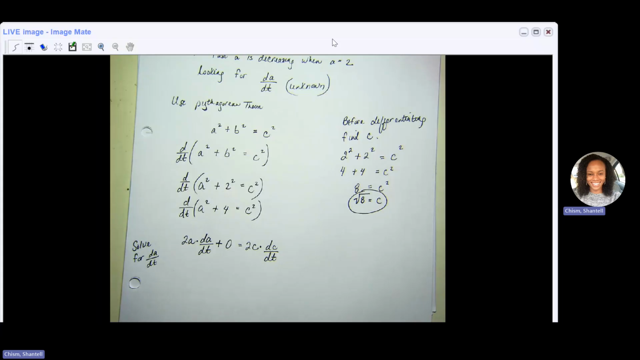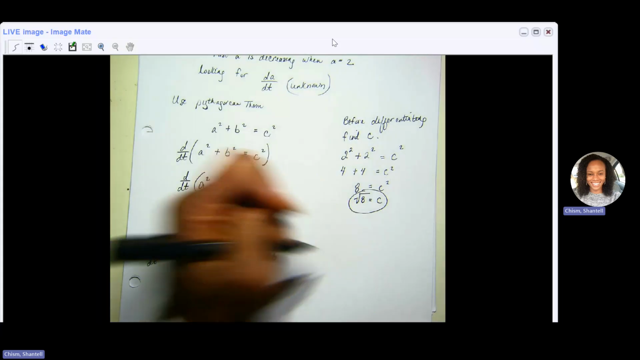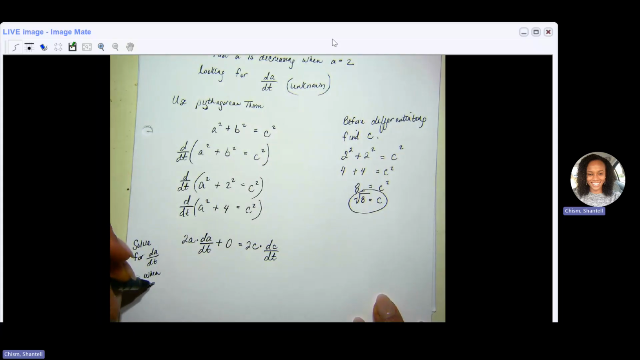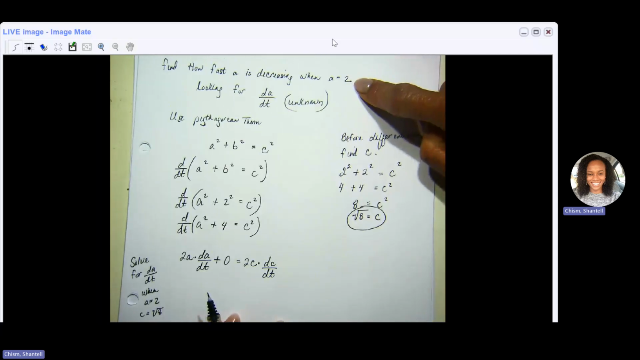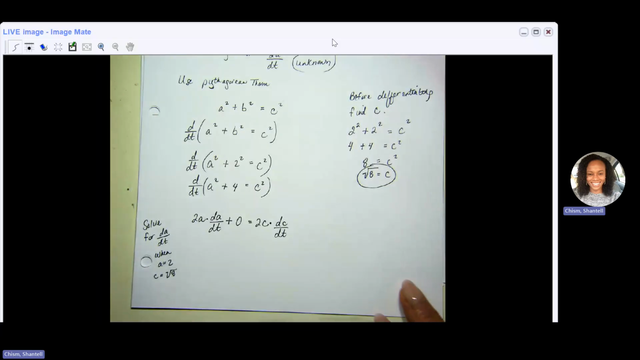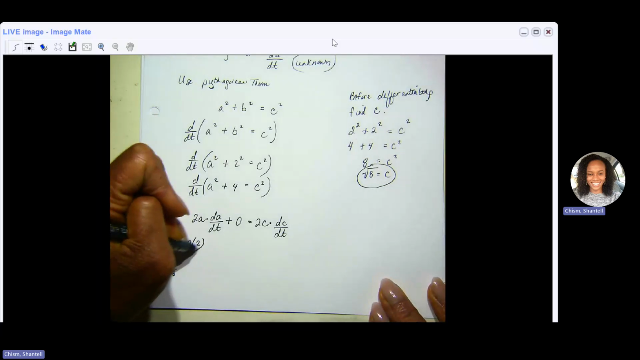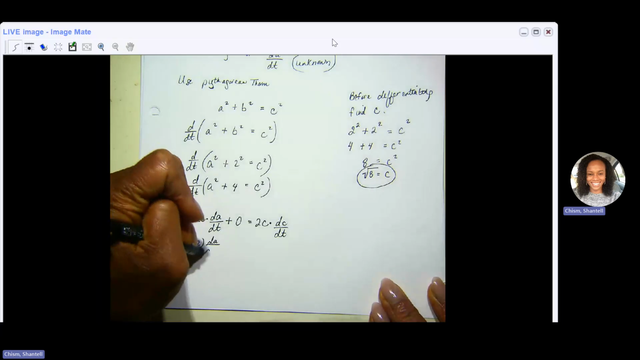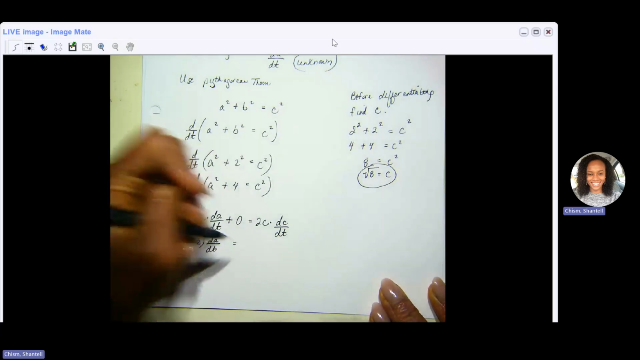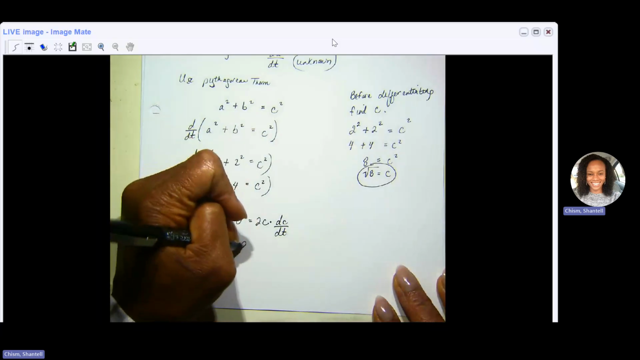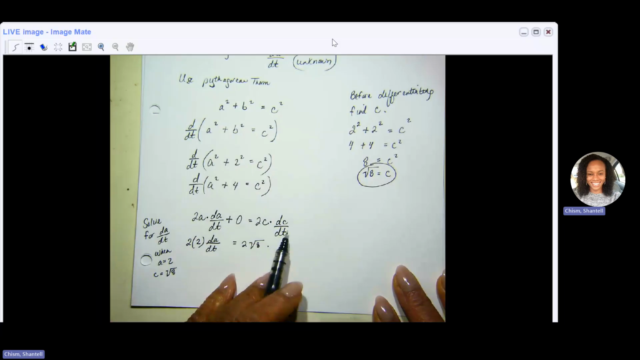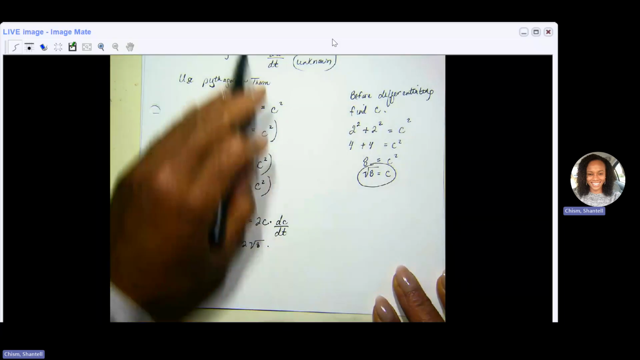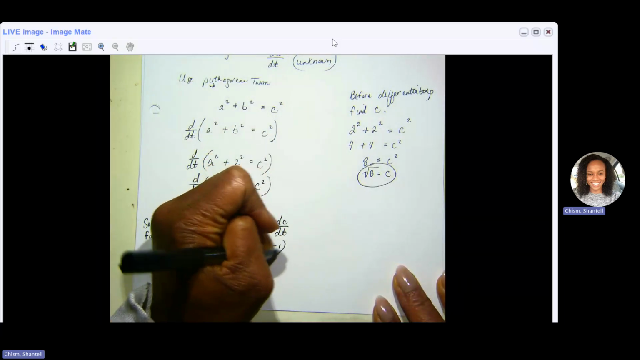Okay, how fast A is changing, or how fast A is decreasing when A is 2 and when C is square root of 8. Because keep in mind, we solved for C, and they told us to find the rate when we let A be 2. So right here, I've got 2 times 2, because A is 2, dA over dt. I'm going to drop off that 0. So that equals 2 square root of 8 times dc over dt. We know that's -1. So we're going to put that in as -1.